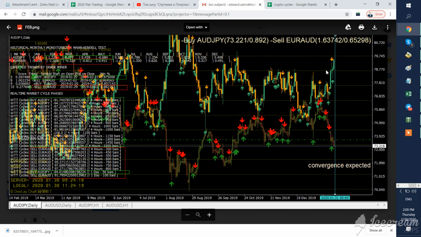So we see that here we are on the top of that channel. Here we are approaching the bottom of the channel. We've got reversal pin bars on the top and on the bottom. And in general, we are on the first stage of converging. So let's see what happened to historical monotonicity over the years and how it was in February, March, and April.